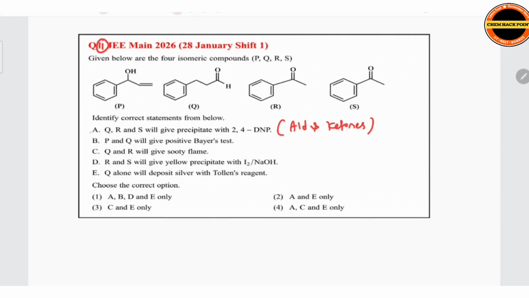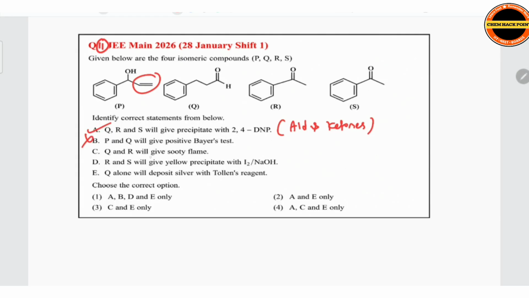Yes. Third statement: P and Q will give positive Baeyer test. P has the double bond outside the ring, so it has it. In Q there is no C double bond C. Inside benzene there are 3 double bonds, but benzene aromaticity we cannot destroy, which will not give any positive Baeyer test. The positive Baeyer test will be given by a C double bond C or C triple bond C outside the ring. Aromaticity we cannot disturb.